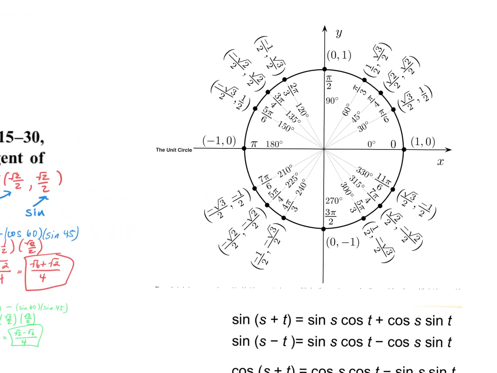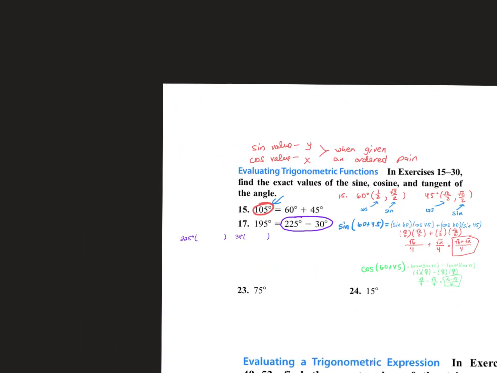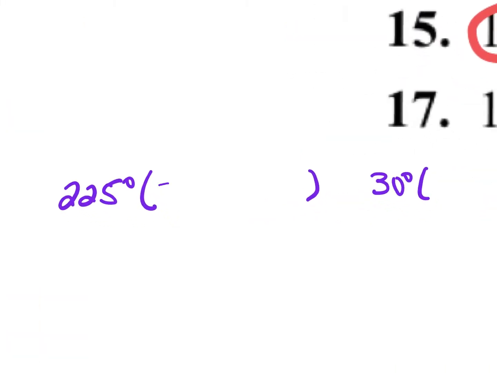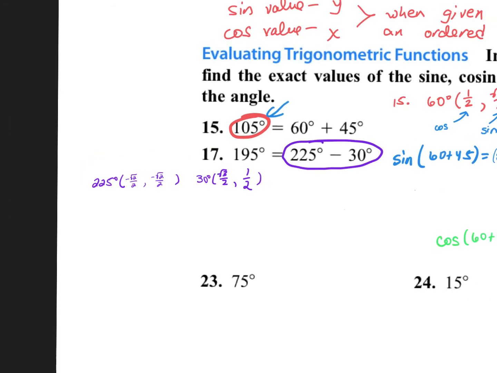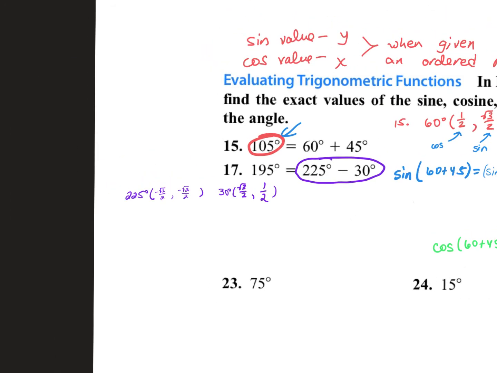225 is negative root 2 over 2, negative root 2 over 2. So I have negative root 2 over 2, comma, negative root 2 over 2. 30 is going to be root 3 over 2 and 1/2, both positive. So root 3 over 2, 1/2. So now we're using the same formulas, sine and cosine, but I'm subtracting these two angles.